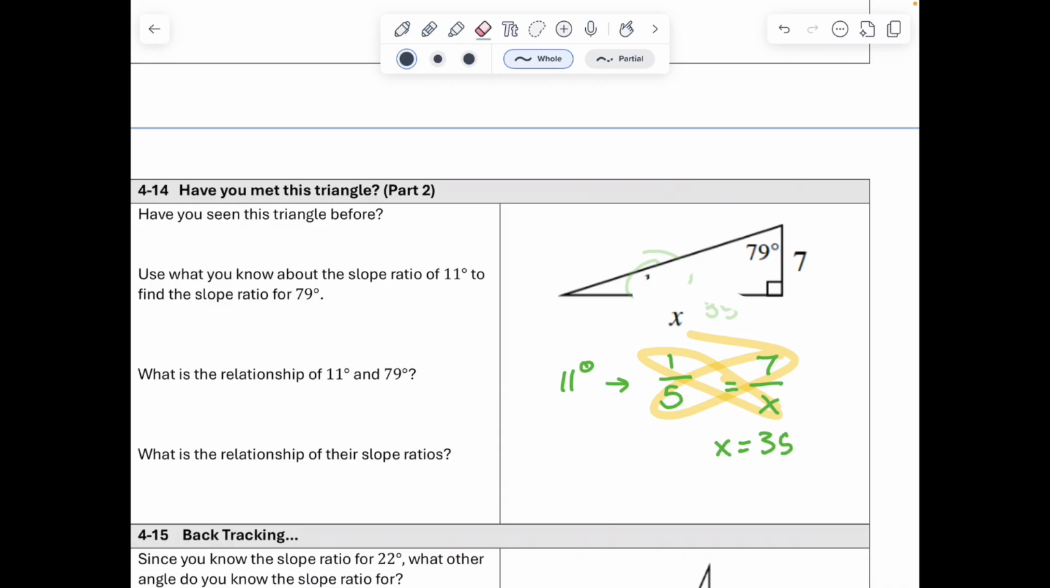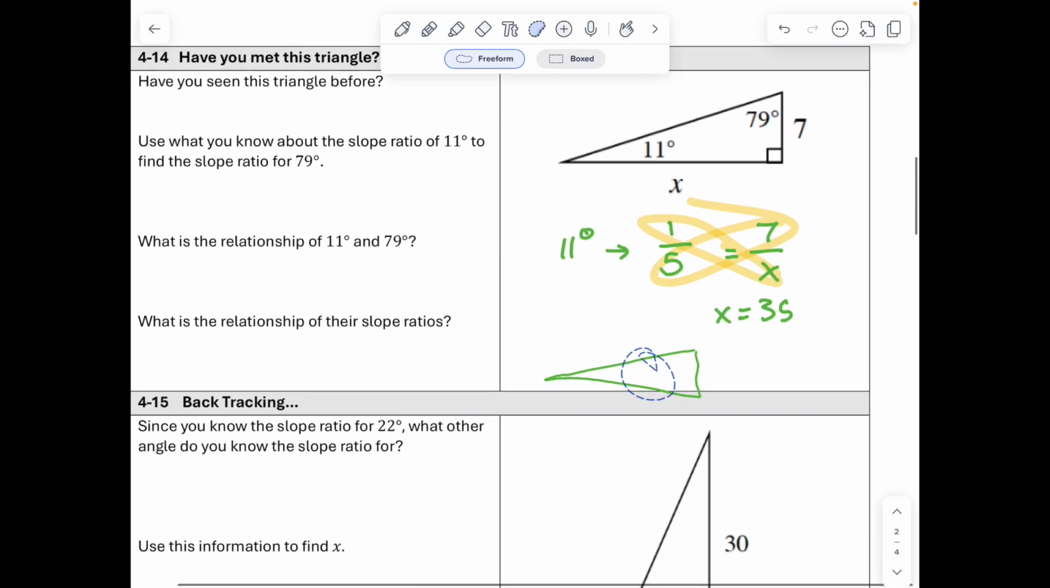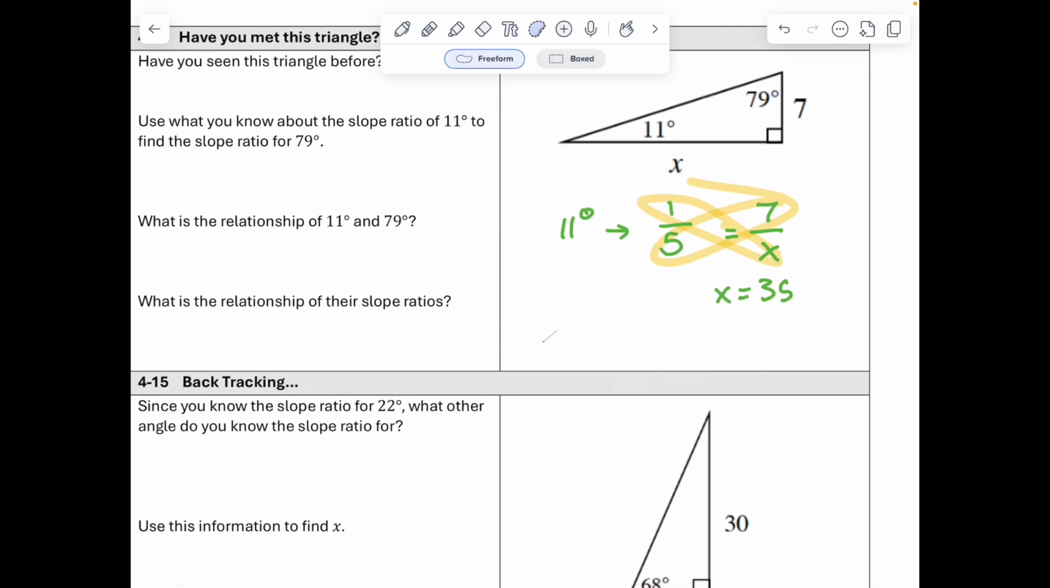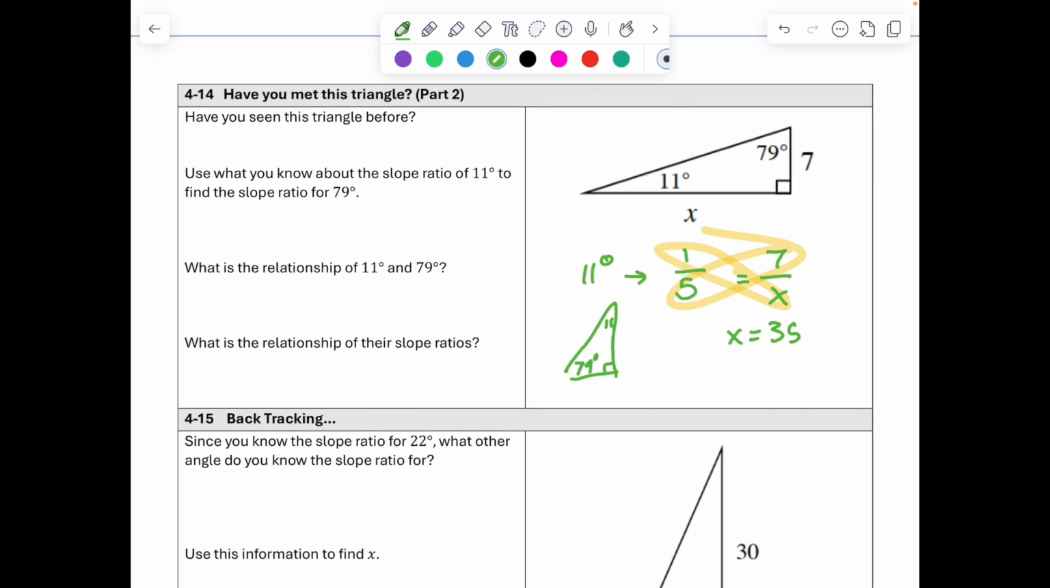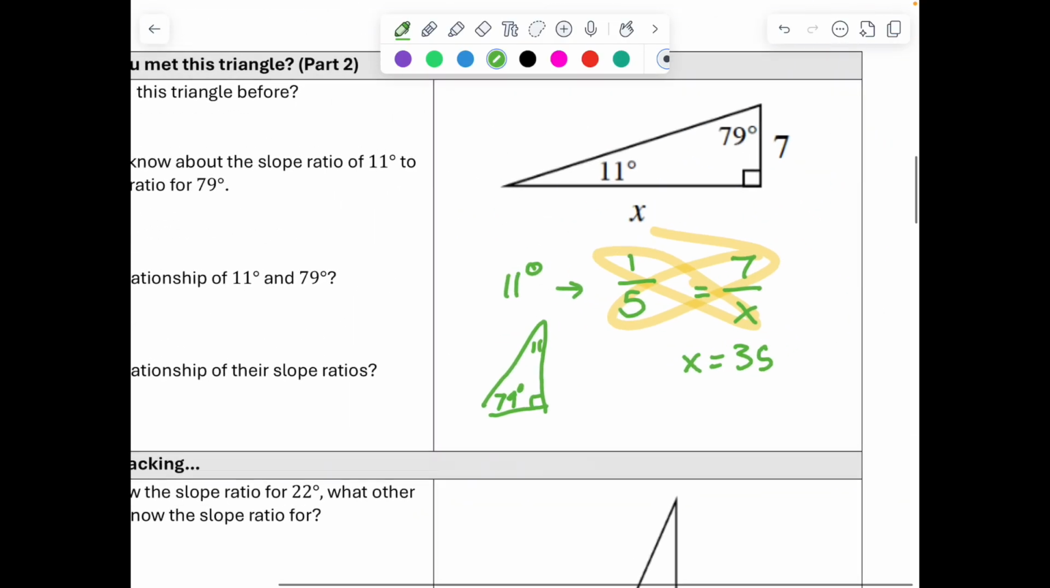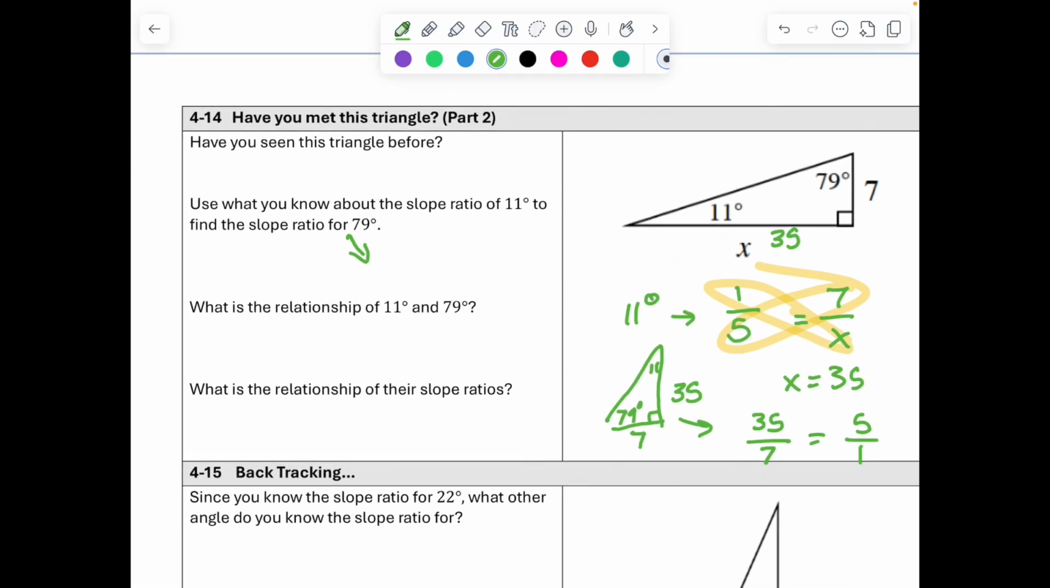Could we find the slope ratio for 79? Yeah, we could. We could draw this triangle and rotate it so that now 79 is the angle. And this was 7, and we found that that was 35. So this is 35/7, which is simply 5/1. So the slope ratio for 79 degrees is 5/1.